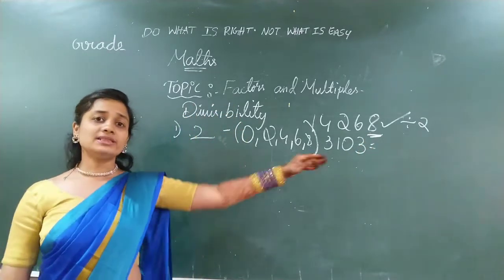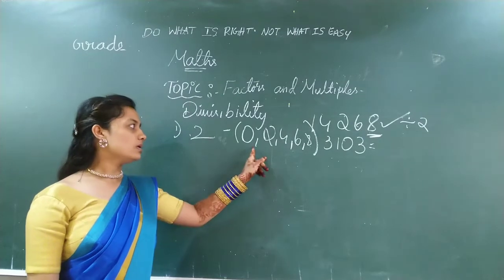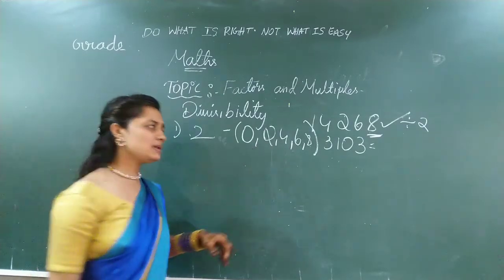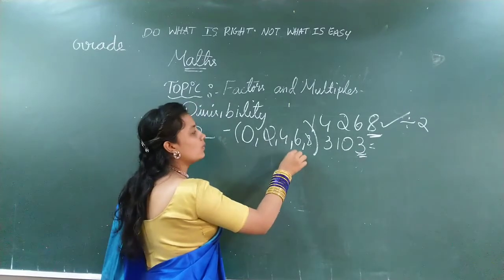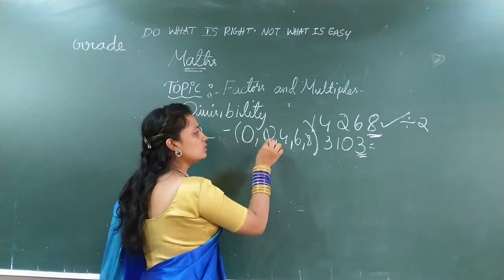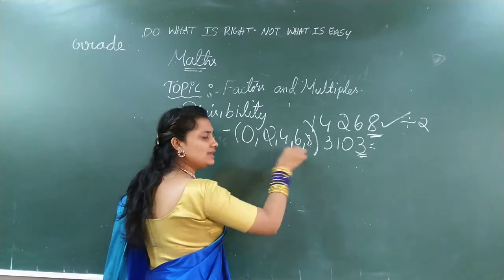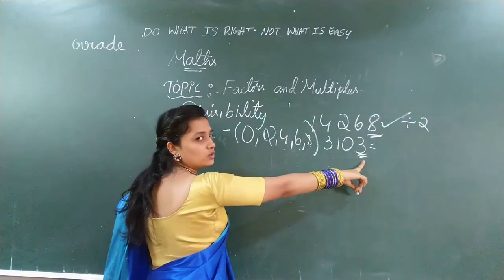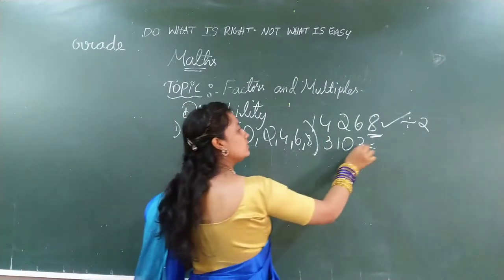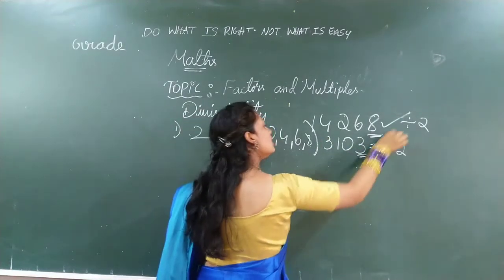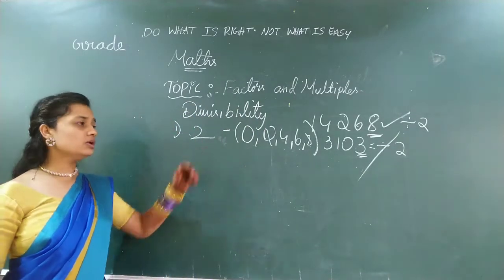Let us take another example. Now tell me, will this be divisible by 2? No. You can see 3 in the unit place. You should have 0, 2, 4, 6, 8 in the unit place; only then will it be divisible by 2. If you don't have that, then it is not divisible by 2. This is the divisibility test for 2.